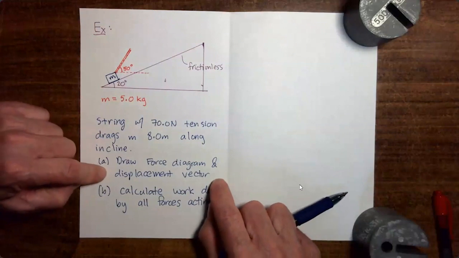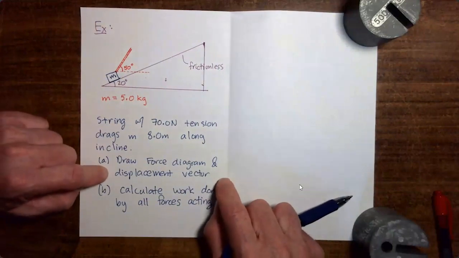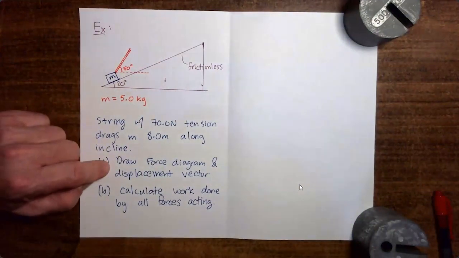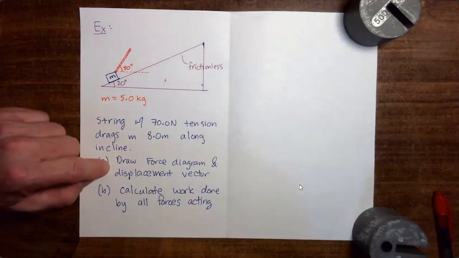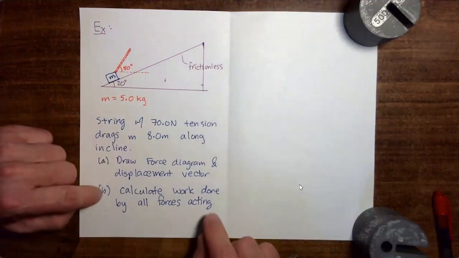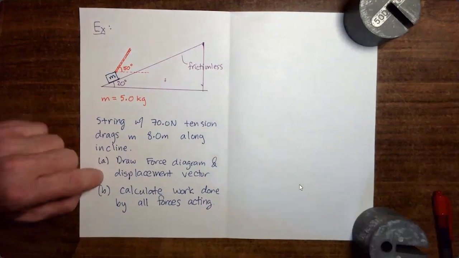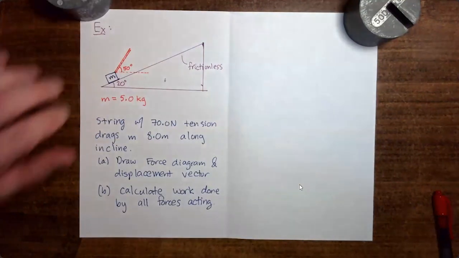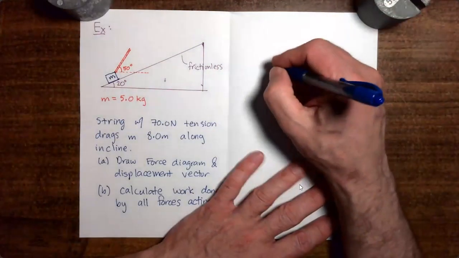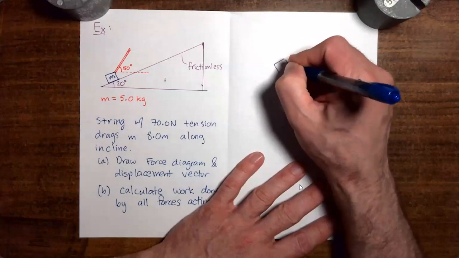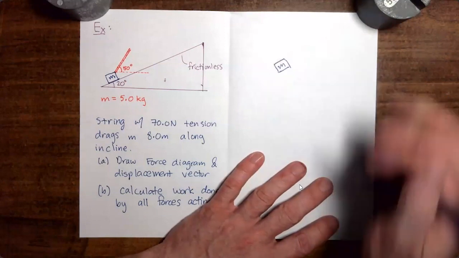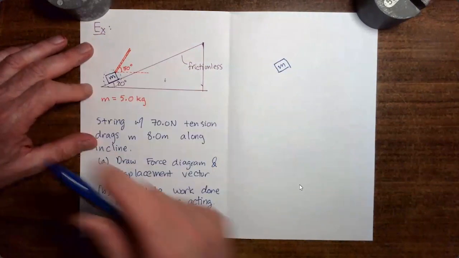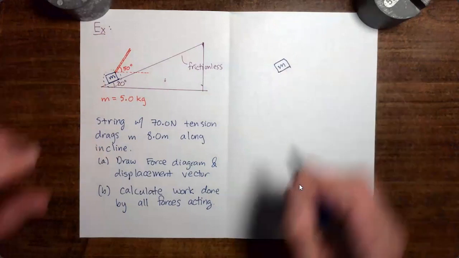So this first part A here is really a warm-up to prepare us to do the work calculation. So we're going to draw a figure over here, which shows the force diagram for the mass and also puts in the displacement vector. And then once we've done that, we're going to calculate the work done by each of the forces acting on the mass. So let's start with a force diagram. I'm going to start by copying the mass off to the side here. Now, just out of habit, we can make our dashed line around the mass, and then we put in our forces.